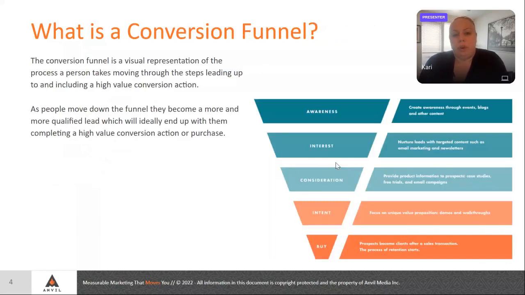So just a quick overview of a conversion funnel. Essentially, it's a visual representation of the process a person takes to move through the steps leading up to the conversion action. So I'm sure most of you have seen this in some capacity. So just a quick run through of the top levels are awareness, interest, and consideration. And then you get down into intent and finally the final action, which in this case is showing it as a purchase, but anything that you would consider your final conversion action, like we talked about on the last page, where they're completing the action that you want them to take that is contributing to that overall conversion rate optimization.